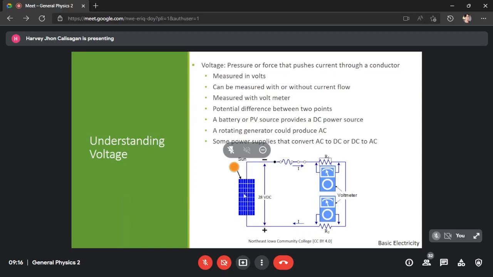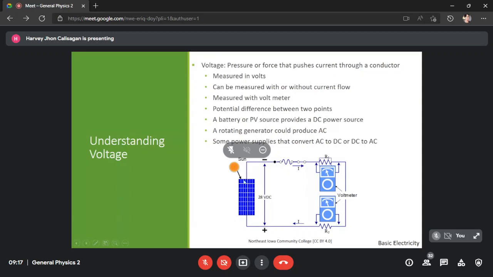Okay? Because you cannot call it a flow in the circuit if there is no voltage, if there is no storage. Okay? So it is measured with the use of the voltmeter, and then the potential difference is in between 2 points. So what are those 2 points that we're talking about? We have here the negative and the positive points.